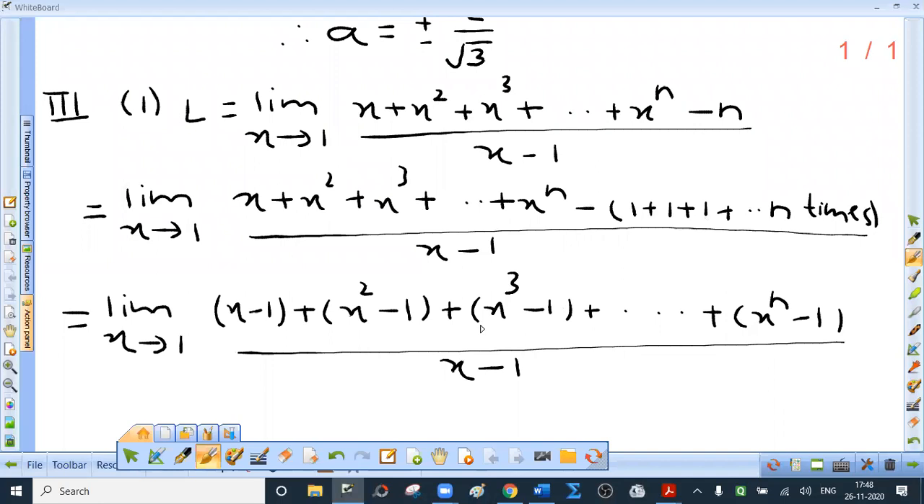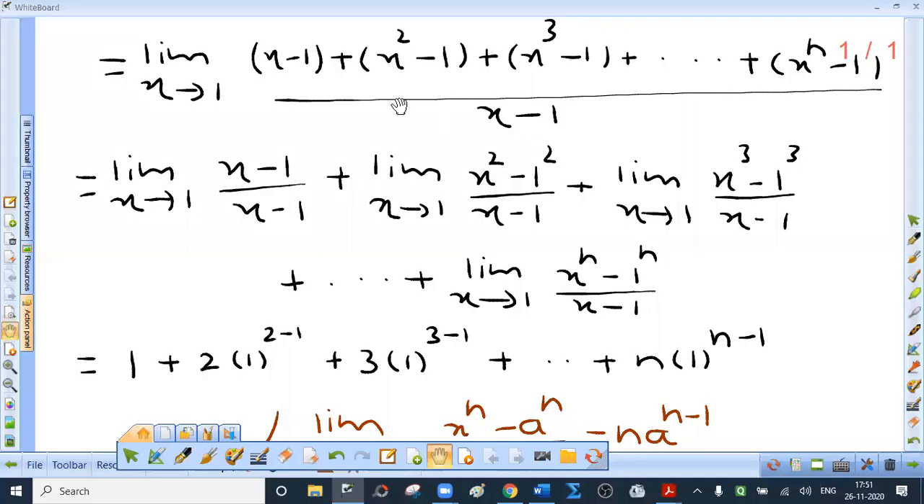Now split the numerator. You will notice that each function is of which type? x raised to n minus a raised to n upon x minus a. And we know that the value of this limit is n into a raised to n minus 1.